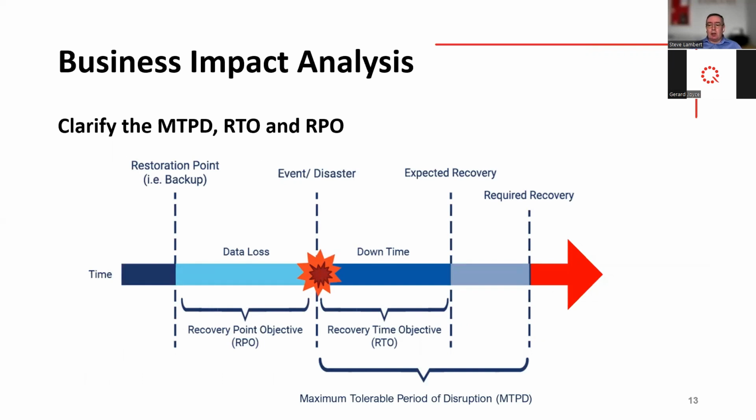I've mentioned a few times MTPD, RTO and RPO. If you look at the scenario here, if an incident happens, what is the maximum tolerable period of disruption? How long can you go as an organisation before not being able to recover your operations will have a detrimental impact on the organisation? Once you identify that MTPD, you can then look at the recovery time objective. That recovery time objective should be shorter than the MTPD, because you don't want to leave recovering those critical operations until the MTPD, when you start to have an impact on the organisation.